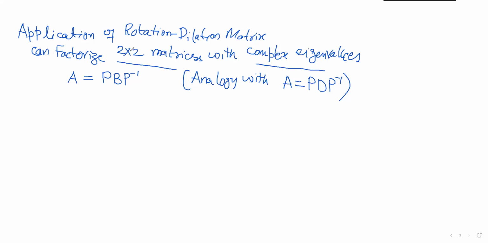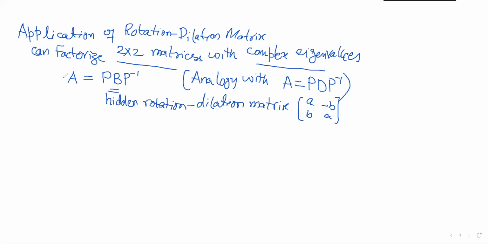Here we are only talking about the 2 by 2 matrix with complex eigenvalues. So here B will not be a diagonal matrix. B will be the hidden rotation dilation matrix. And remember that the hidden rotation dilation matrix is of this form: a, b, minus b, a.